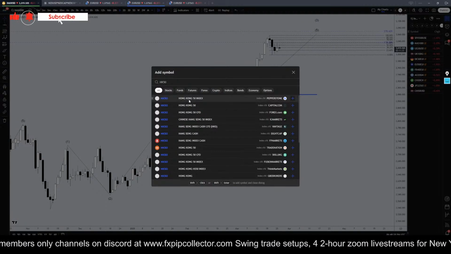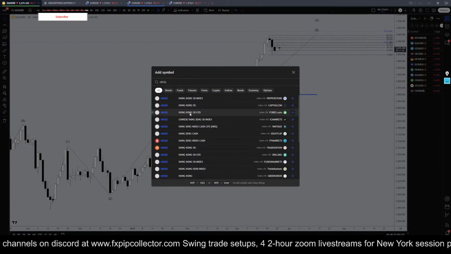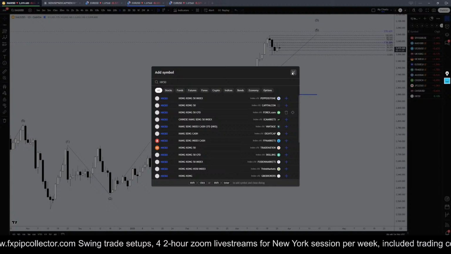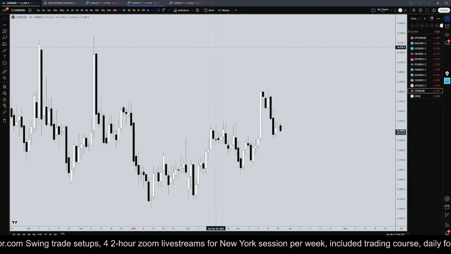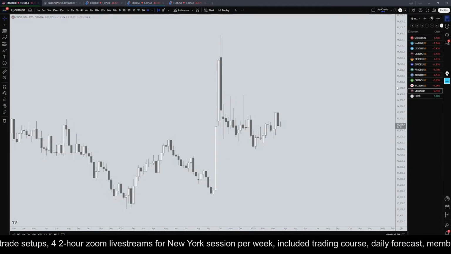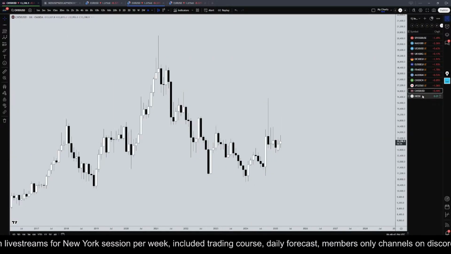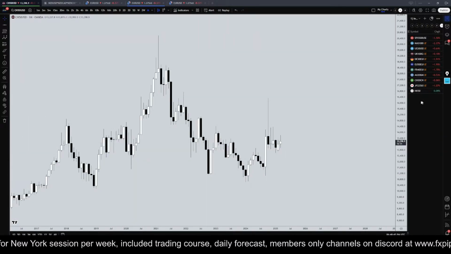Hong Kong 50. Yeah, I don't really like to use Pepperstone. Their charts suck. I hate ICE. Those charts suck too. We use Forex.com. I want to see if that's the same as this. No, it is different. Yeah, they are different. Okay, well, this ain't the one then.